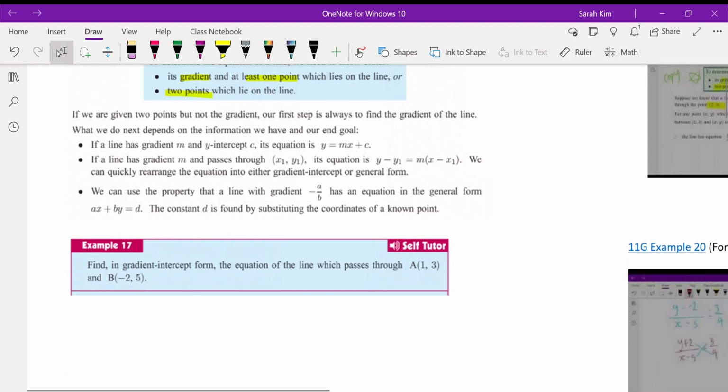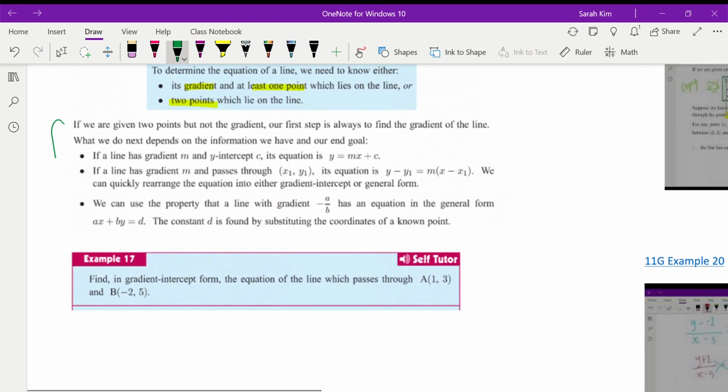So I'm not going to read through this in as much detail. I'm going to rewrite these steps for you in easier steps because that's a little bit lengthy and wordy. So we're going to have a look at example 17. So get your booklet out and be ready to copy it down.